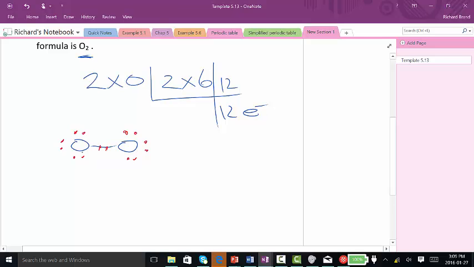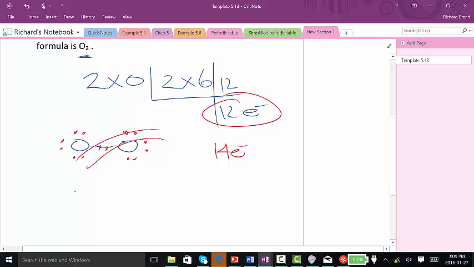Well, how many electrons do I have in my diagram? I've got 2, 4, 6, 8, 10, 12, 14. I've got 14 electrons. I can only have 12. I have 2 electrons too many. That means I need to add another bond. So this is going to be a trial structure, and I'll start again.